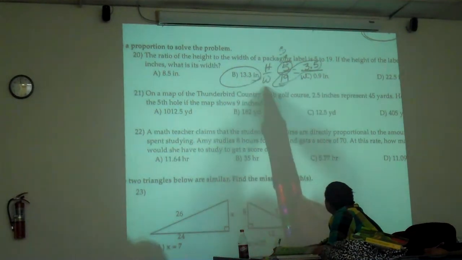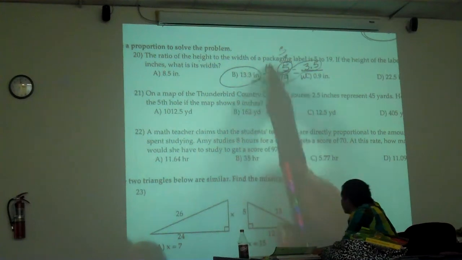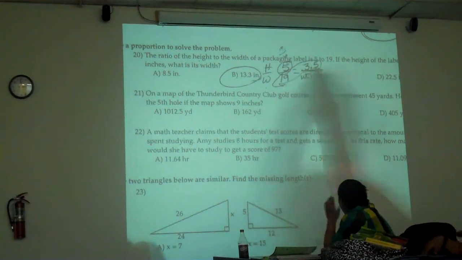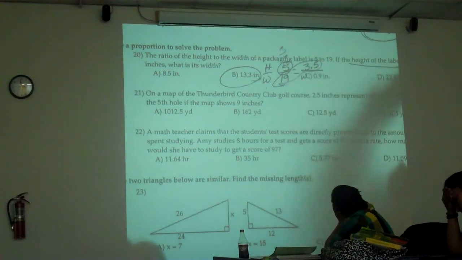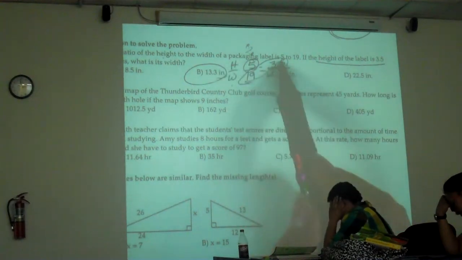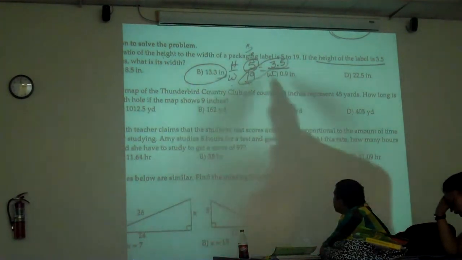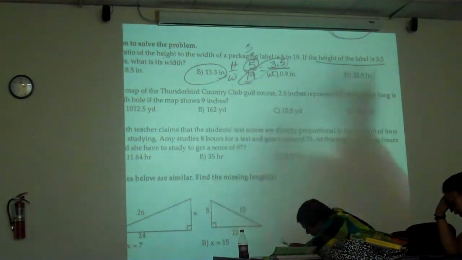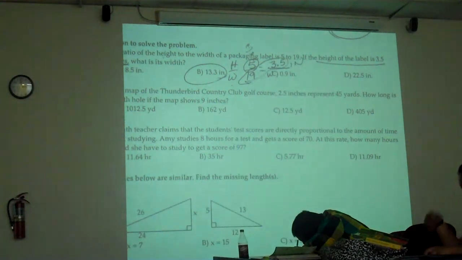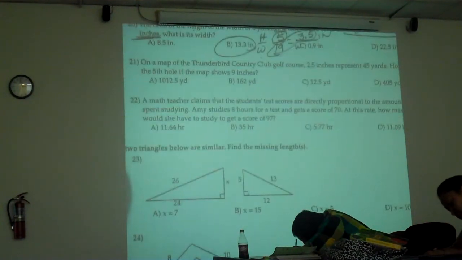Okay, put height to width is 5 to 19. Then it says the height is 3.5. So if the height is 3.5, you put it on top where the H is. 13.3 inches. Since this part was inches, you know the bottom part's in inches. Okay, on 21.